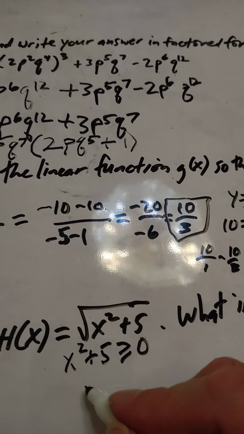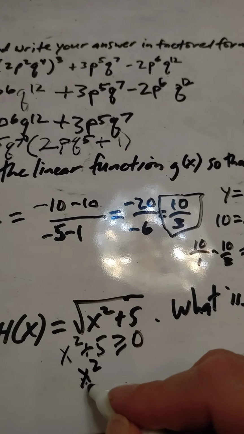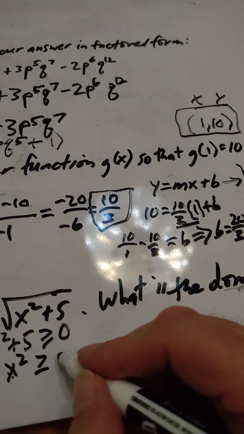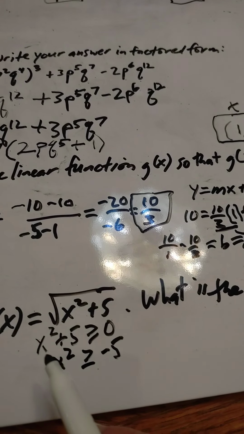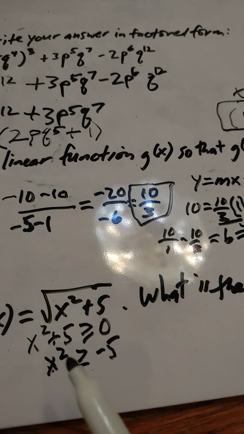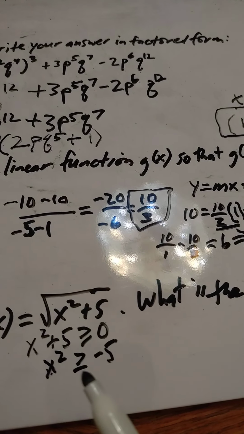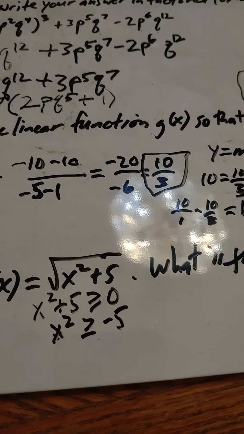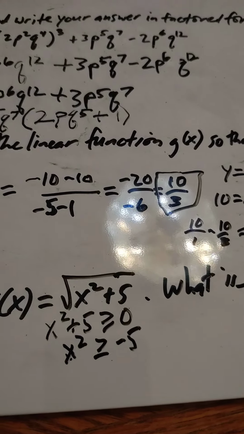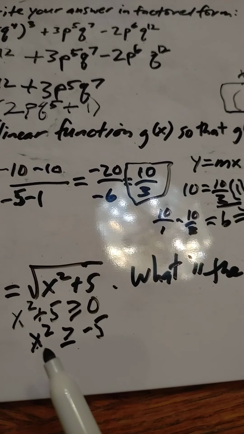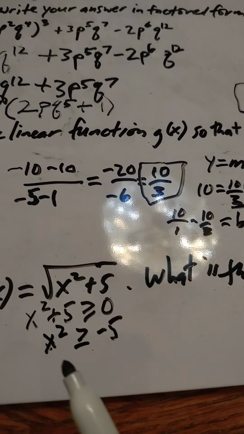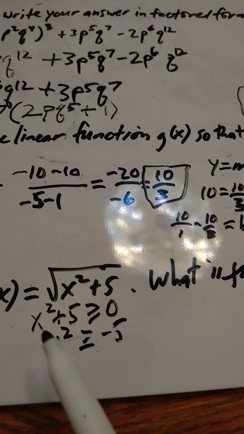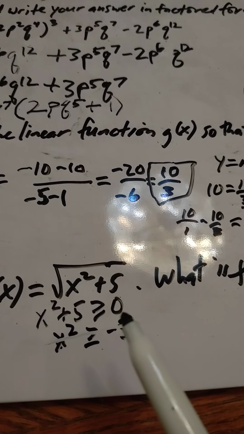Subtract 5 from each side. So now I get x squared is greater than or equal to negative 5, because I want the x squared by itself. When I subtract 5 from each side, I get x squared is greater than or equal to negative 5. x squared plus 5 is greater than or equal to 0. This is always going to be true because the smallest x squared can be is 0. You don't have to write this line if you don't want to, but you can if you want. But isn't x squared plus 5 always going to be greater than or equal to 0?